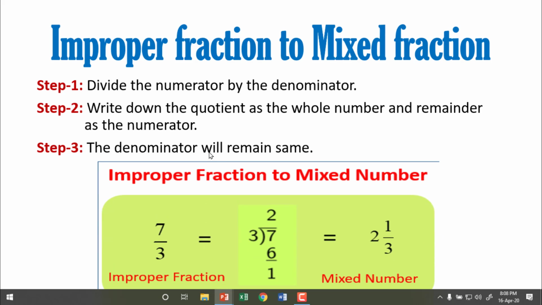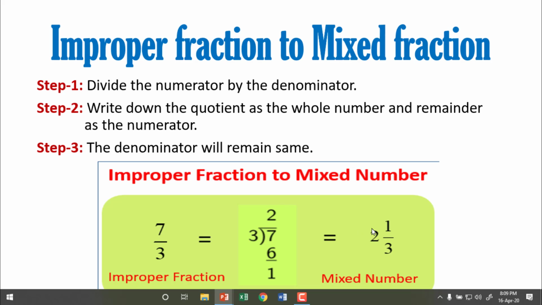Let's see. 7 by 3 is an example of an improper fraction. So we have to divide the numerator by the denominator. If we divide 7 by 3, we get 3 twos are 6 and 1 will be the remainder. So we say the quotient is the whole number. Here our quotient is 2, so 2 will be the whole number in the mixed fraction.